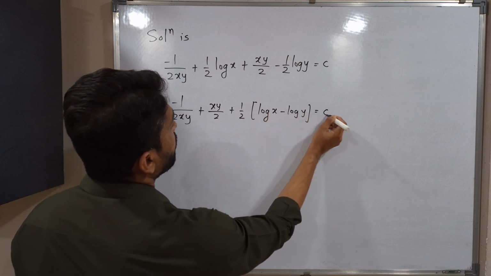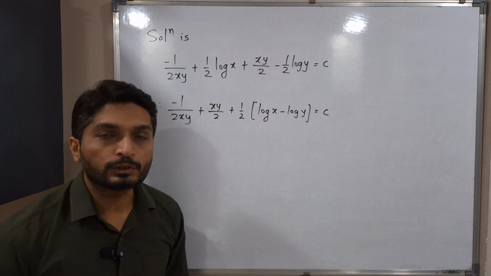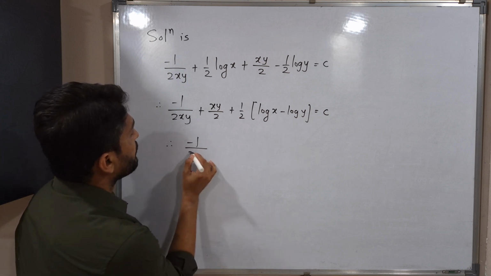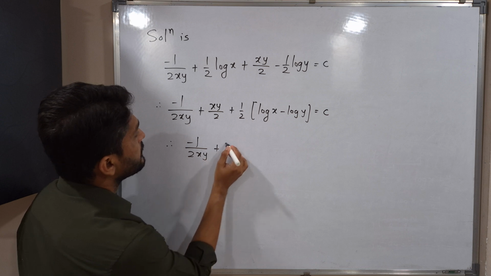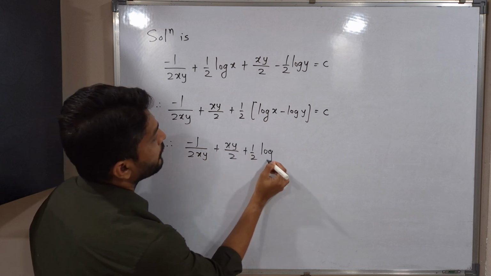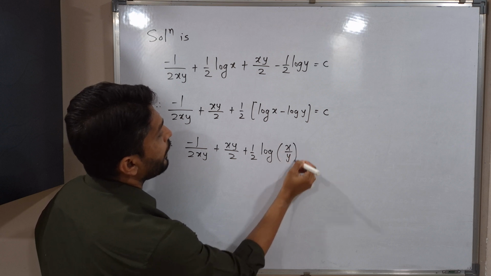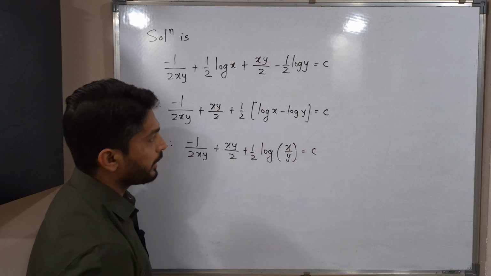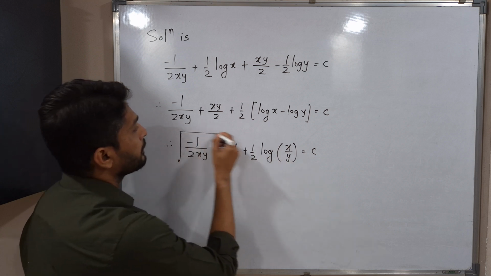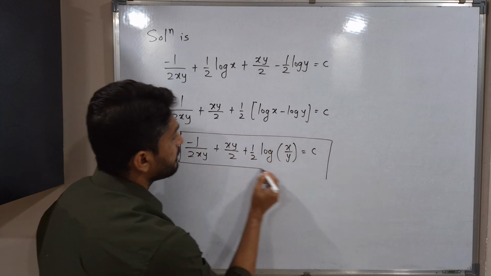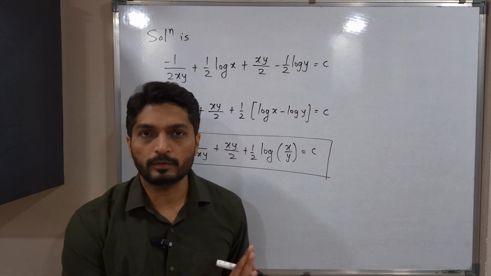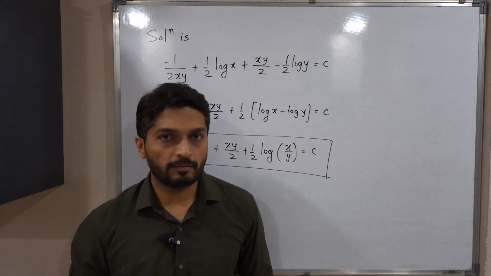Do you know this property of log? Log a minus log b is log a upon b. So therefore minus 1 by 2xy plus xy by 2 plus 1 by 2 log x upon y. This is the property of log. Log a minus log b is equal to log a upon b. So this is the final answer we got. We can simplify it more also, but that is enough. Here also you can declare this is the final answer.